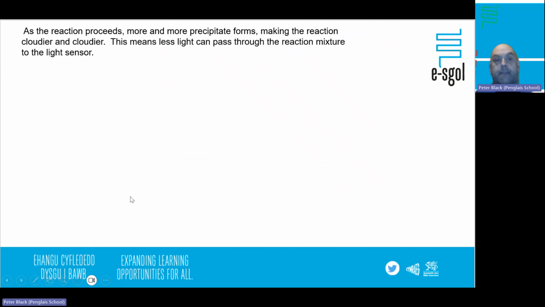Okay, so we get a graph then that looks like this. At the start of the reaction, our reaction's clear, lots of light can pass through it to our light sensor, so we have a high light intensity. But as time proceeds, we form precipitate. That precipitate stops light passing through our sample, and therefore the light intensity drops. Again, we produce a curve like this.